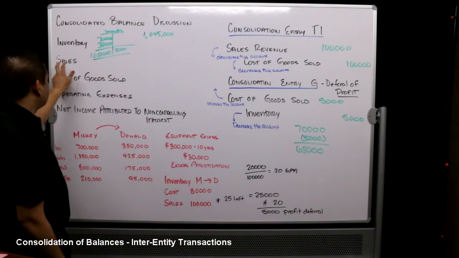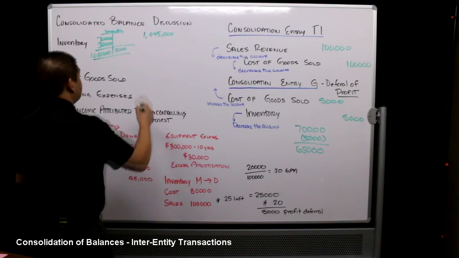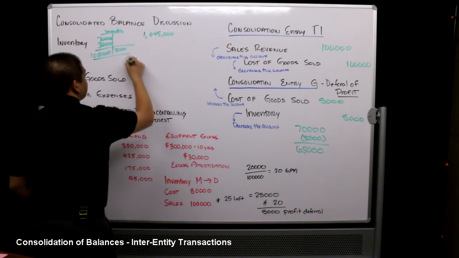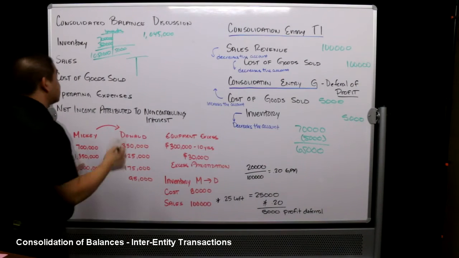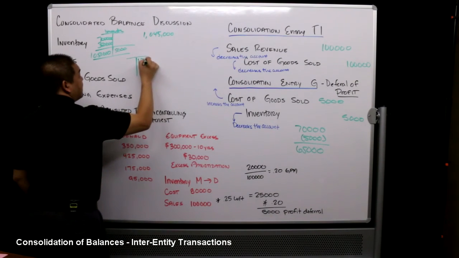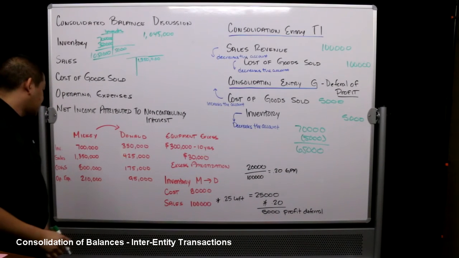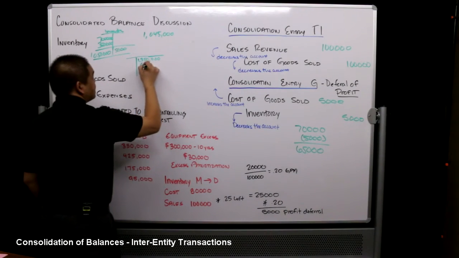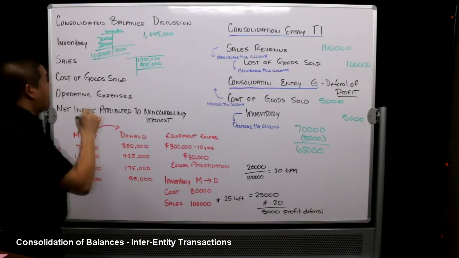Okay, next thing, sales. Okay, well, again, same idea here. Sales are normally credits, so we will credit all the accounts. I've got $1,350,000 for Mickey, and Donald had $425,000. Okay. So we'll add that up.